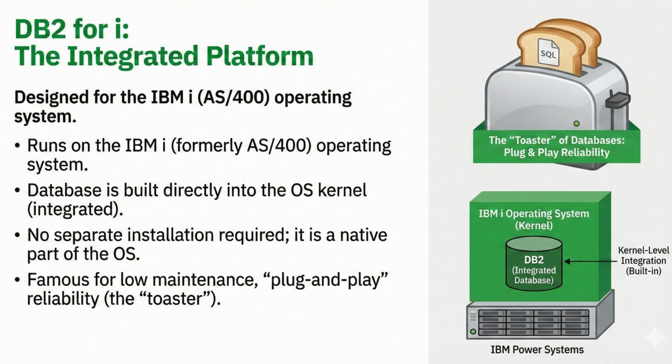Third, there's DB2 for I. This runs on the IBM I operating system, formerly known as the AS400. This is a unique beast because the database is actually built directly into the operating system kernel. You don't really install DB2 on IBM I, it's just there. It's famous for being incredibly low maintenance, the toaster of databases, because it just works.